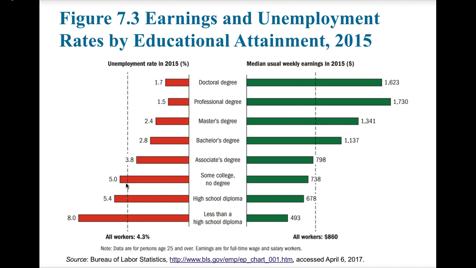Here's a chart that looks at earnings and unemployment rates by educational attainment. So here's the unemployment rate. Of course, getting master's degrees, professional degrees, or doctorates means lower levels of unemployment and higher levels of wages. Now, the bachelor's degree is probably the best place to want to get to because that gives you the most bang for your buck with a pretty low unemployment rate and a pretty decent weekly pay. And you can see that dropping out of high school is the worst case scenario.